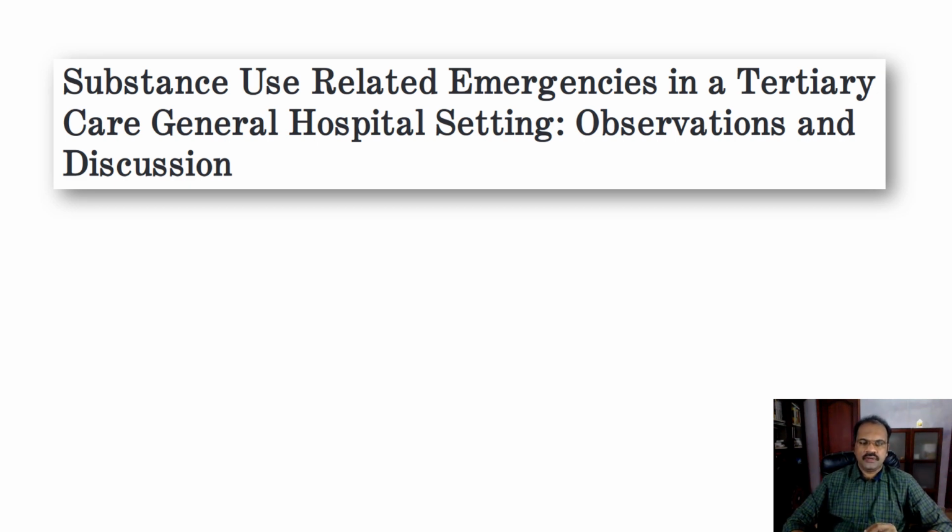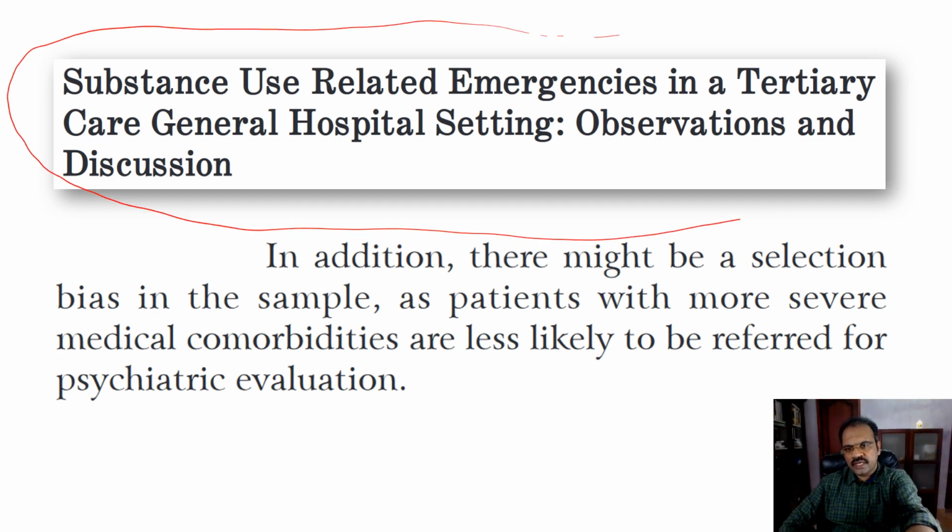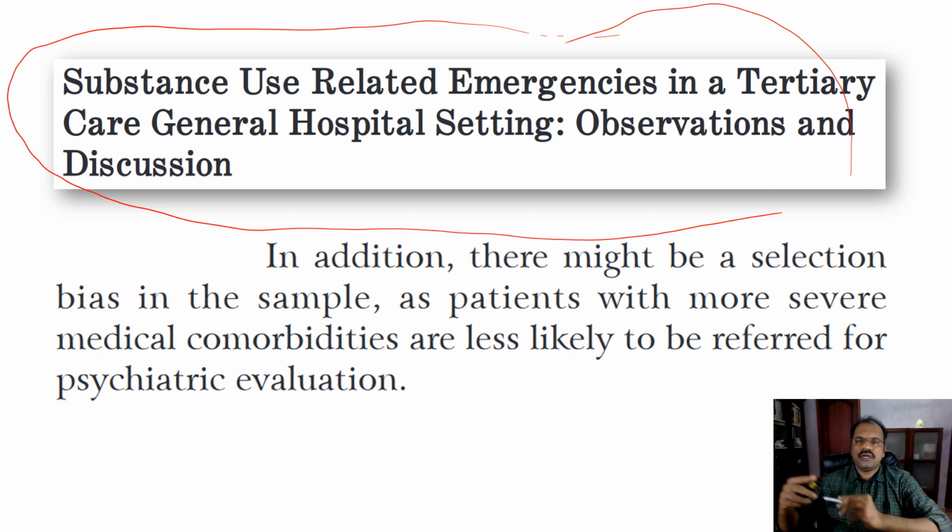And in this particular article, the authors themselves say in their discussion section that there might be a selection bias in the sample, as patients with more severe medical comorbidities are less likely to be referred for psychiatric evaluation. So what happened in this study is, in their center they have an emergency setting, the casualty setting. There a lot of people with substance use disorders related complications are brought. So many of those patients will be referred to the psychiatric team in the emergency. So they analyzed the register that they have in that psychiatric emergency department, and what all patients came there with substance use related emergencies there. That is what this particular study is about.